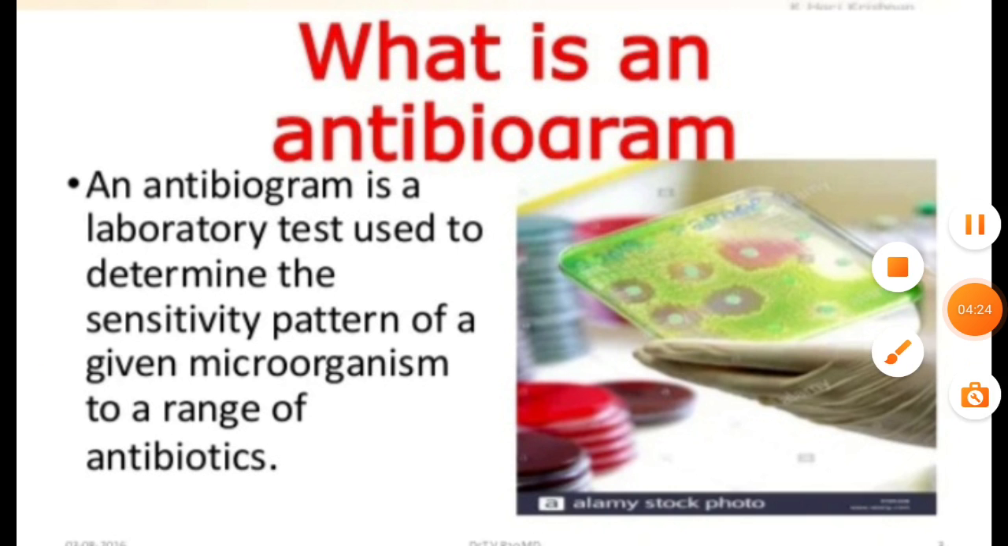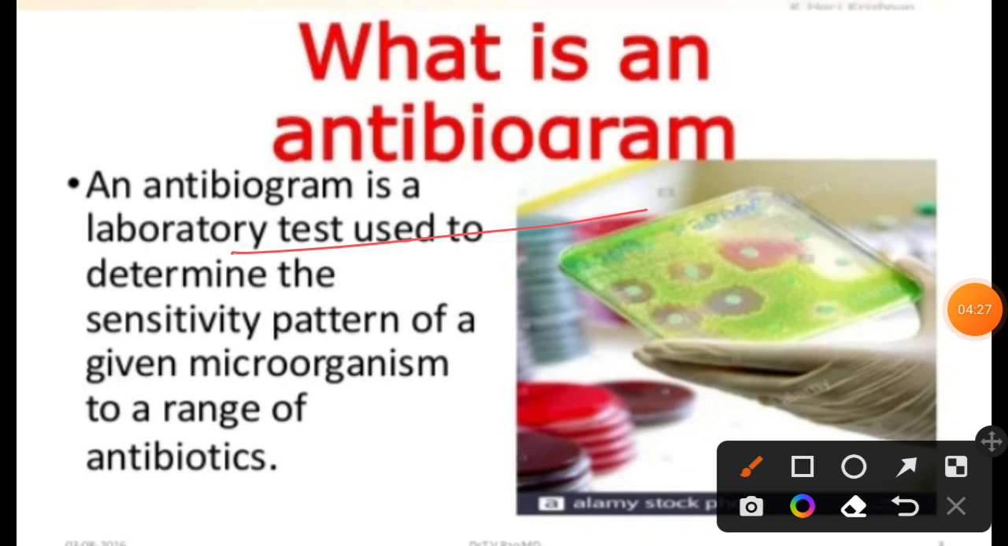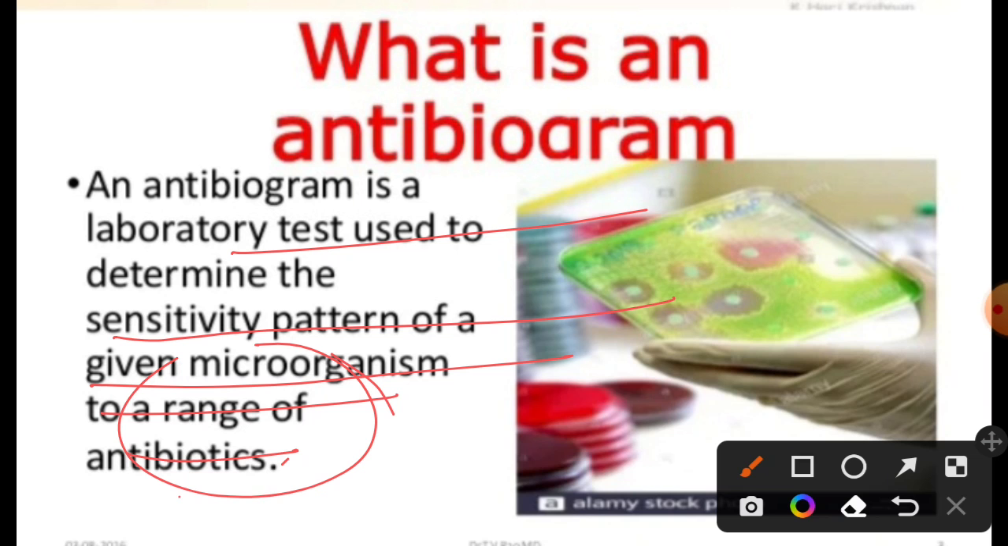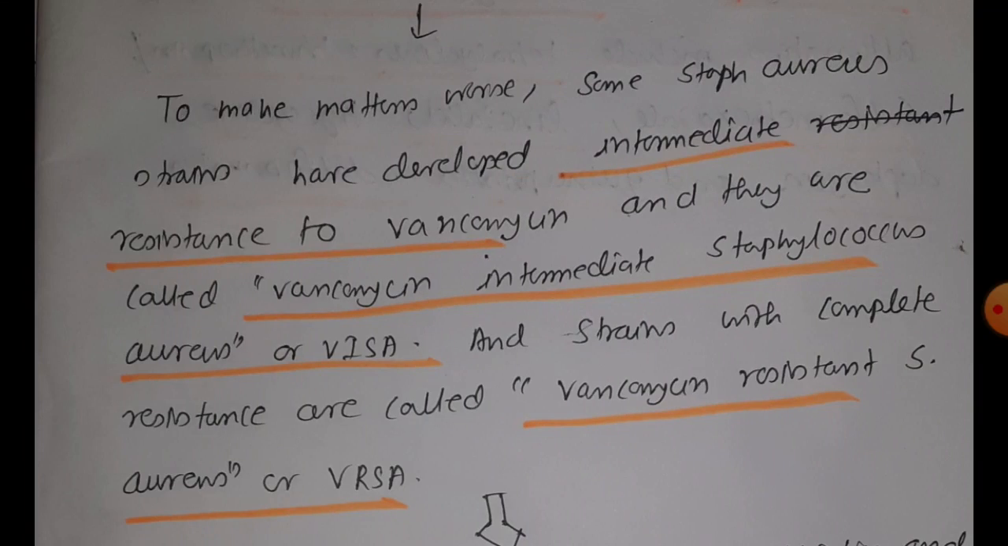So an antibiogram is a laboratory test used to determine the sensitivity pattern of a given microorganism to a range of antibiotics. That means in simpler words, we are testing the bacteria against a wide range of antibiotics and trying to find out which antibiotic will work well against that particular microorganism.